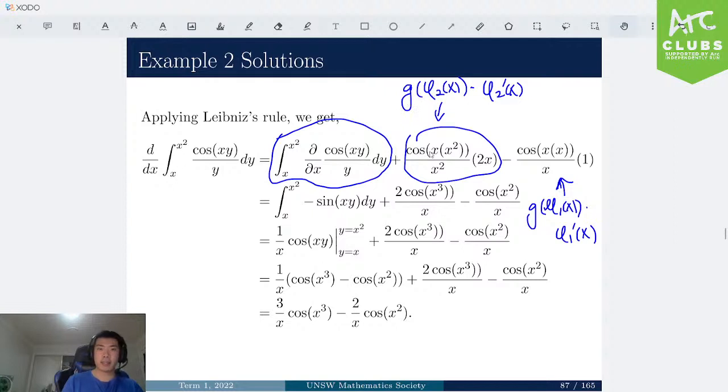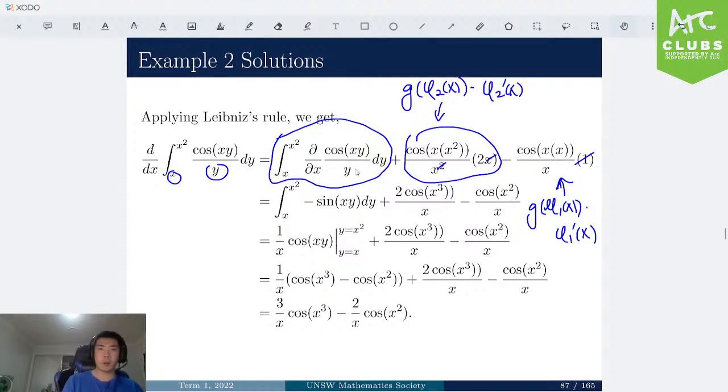So cos x, x squared over x squared, we replace all y's with x squared, times the derivative of x squared, which is 2x, minus cos x of x over x, because this time we replace all y's with x's, times the derivative of x, which is 1. Then we just simplify this stuff. So we get 2 cos x cubed on x, because this x and this x cancel. And we get cos x squared on x, because this one disappears.